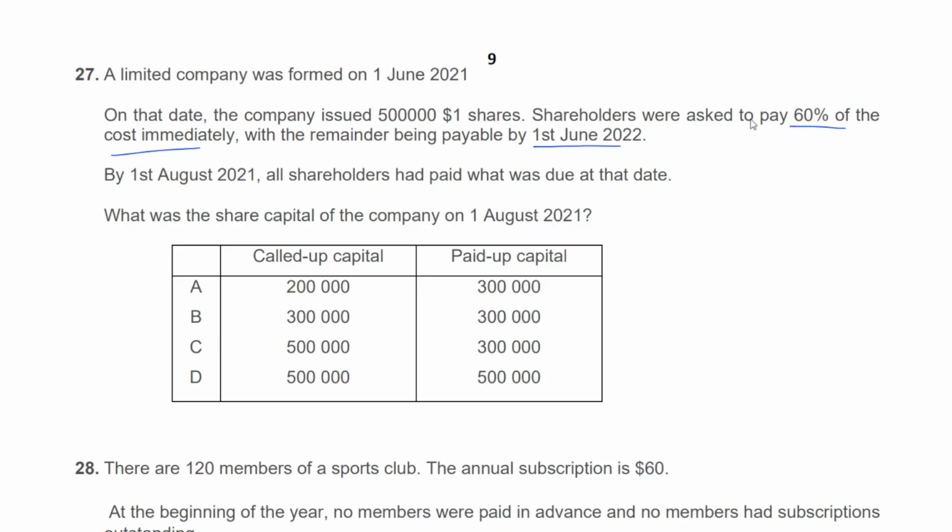Okay, so that's the 60% of the 500,000, right? Issued capital is 500,000. Called up capital is 60%, and the paid up is also in this case 60% because it was all paid. The remaining will be called up later on from 1st June. So on 1st August 2021, 60% was called up and 60% was paid up, right?